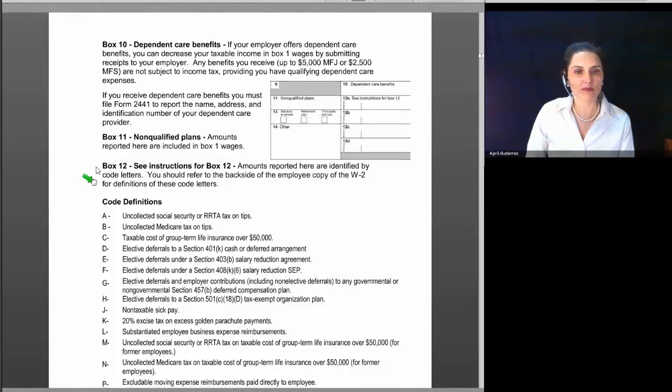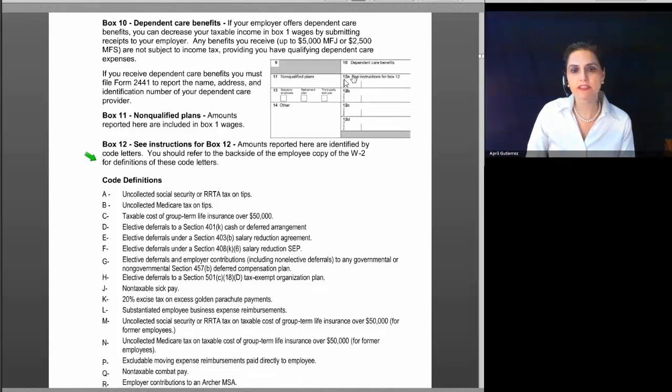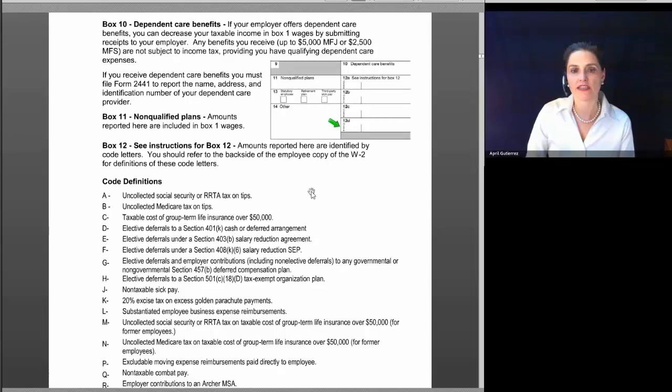Moving on down to Box 12, you can actually see we have 12A, 12B, 12C, 12D. These boxes are used to indicate or describe certain amounts of income that that employee has received. Numbers that appear on Box 12 may reference taxable income. They may also reference non-taxable income. For example, if you put a code D in Box 12, that means that the employee reduced their taxable wage by making an elective salary deferral to a 401k plan or a pension plan.